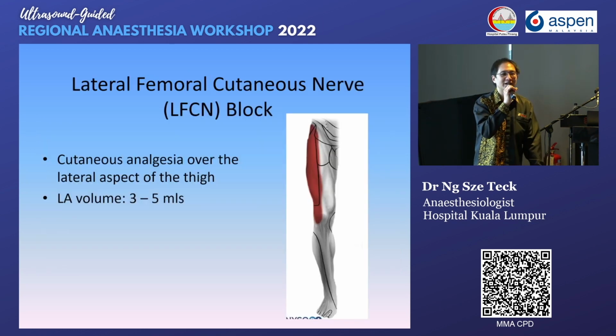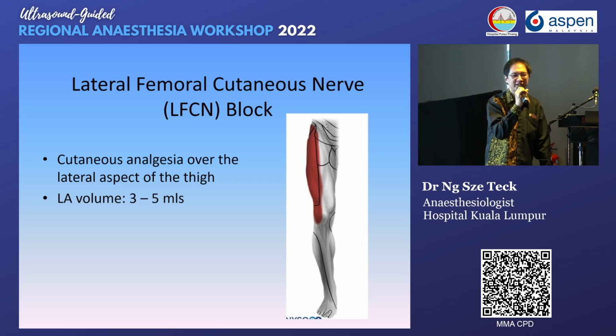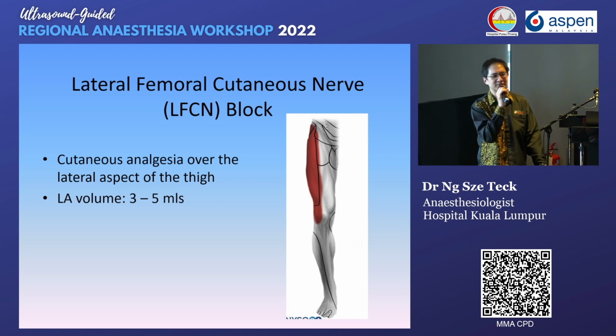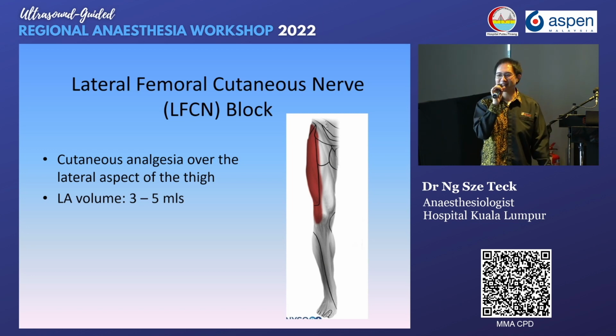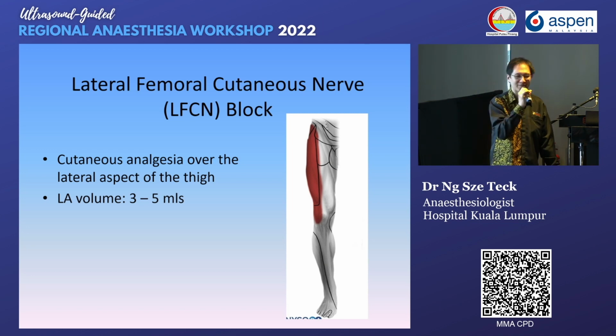Next, I move on to the LFCN, the lateral femoral cutaneous nerve. This is a very small nerve. Actually, it's just a pure sensory nerve. So sometimes you wonder why you should block it. But it is useful if your surgeon is doing a lateral incision, and sometimes by blocking it, you can save a lot of morphine and fentanyl.